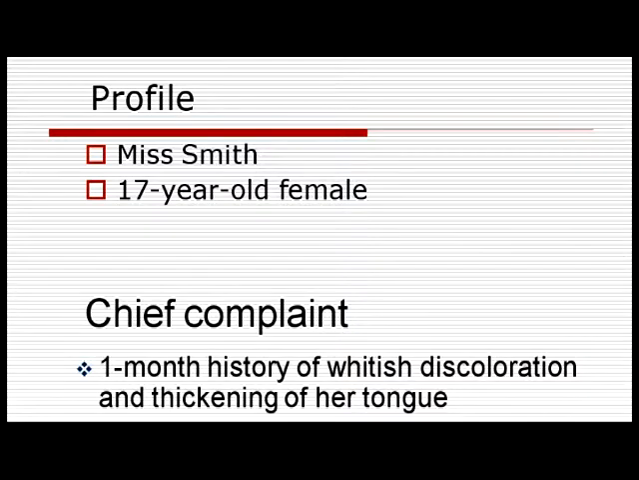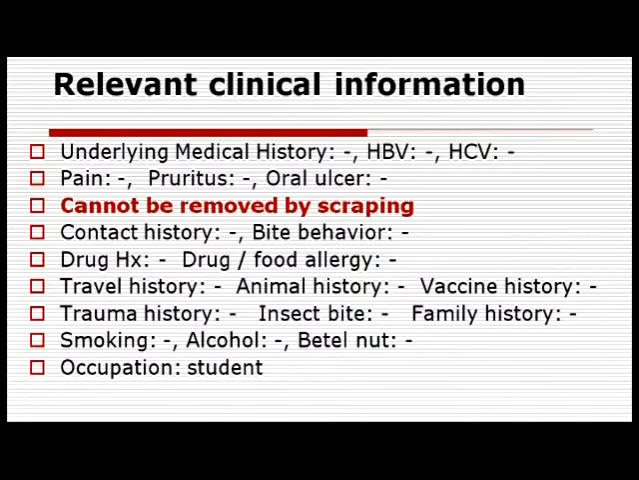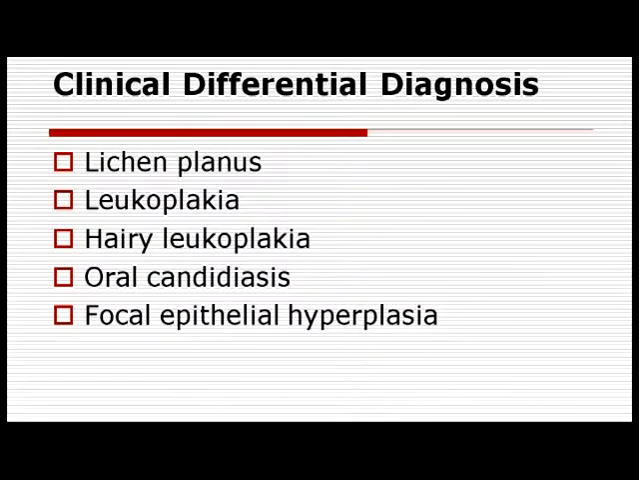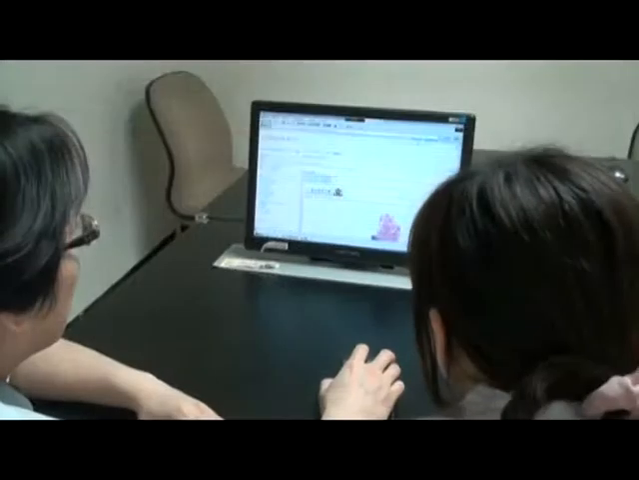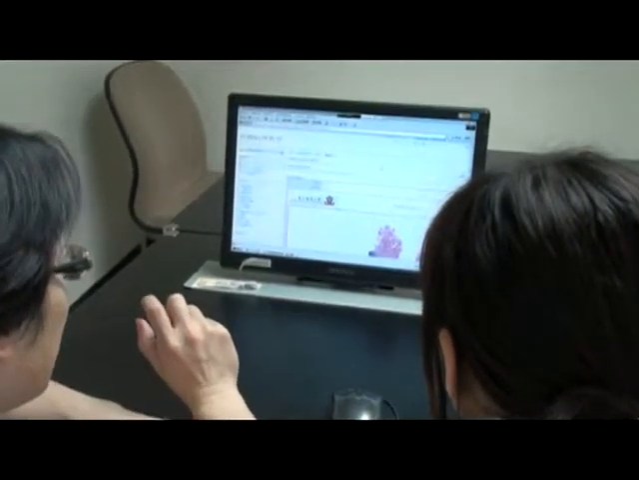So here is a case of a young lady, 17-year-old, who presents with a 1-month history of whitish discoloration thickening of her tongue. And in this particular presentation we have the relevant clinical information. We have clinical pictures for our medical students, as you can see. We have a list of clinical differential diagnoses. Okay, so our patient, Ms. Smith, ended up having a punch biopsy of a lesion on her tongue.